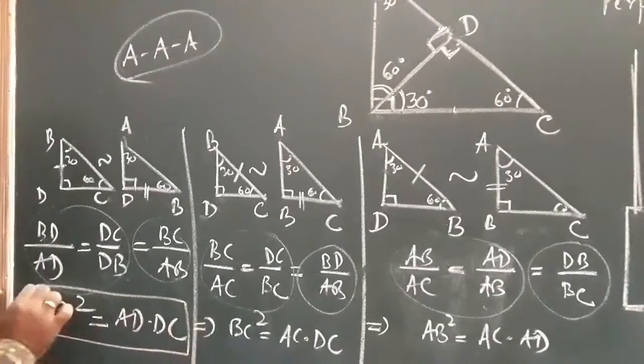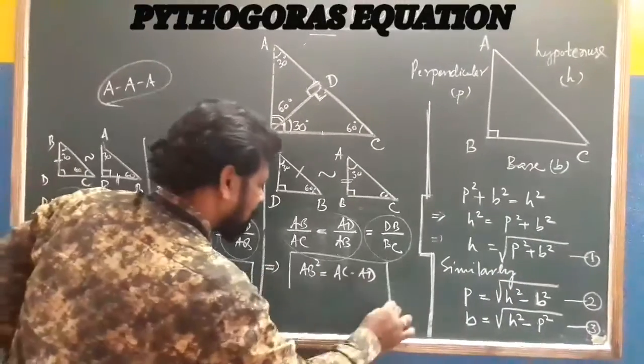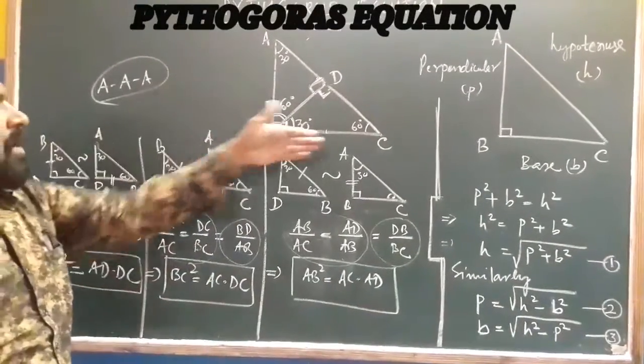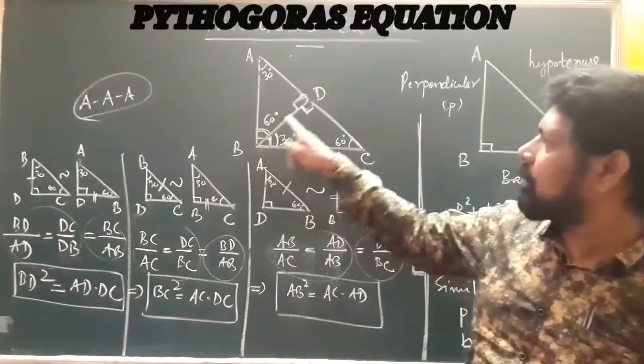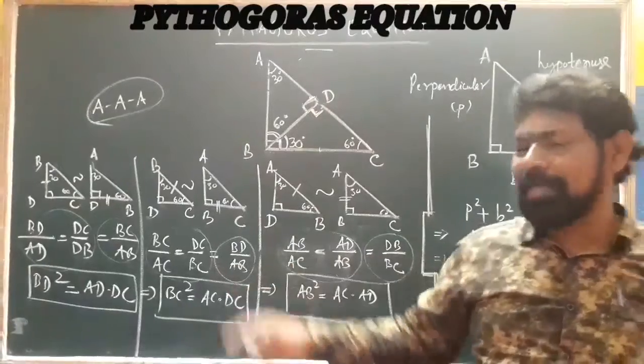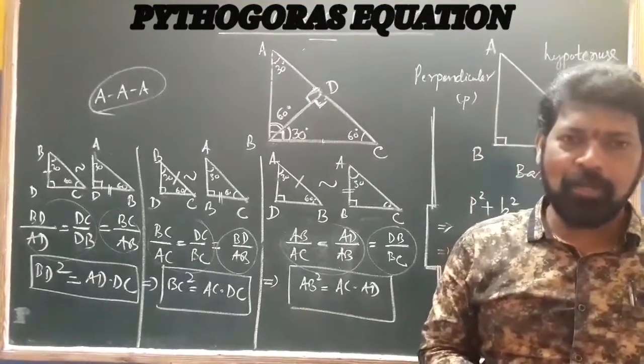So these are the three different relations that you are able to extract in this particular triangle ABC once you draw a perpendicular from B on AC. So based on this, you can work out other sums in the exercises. Thank you all.